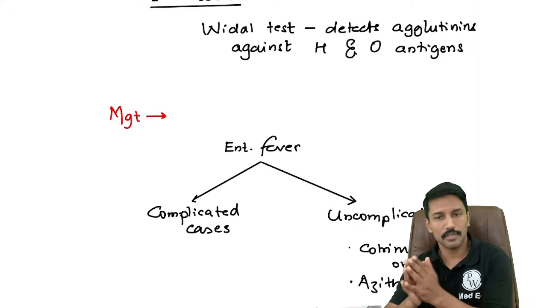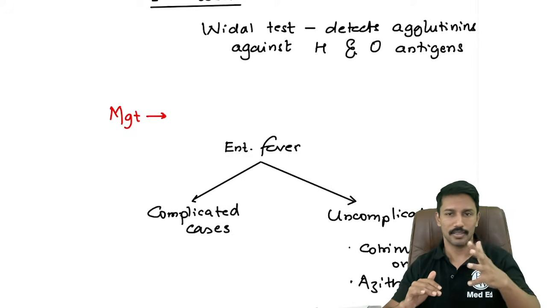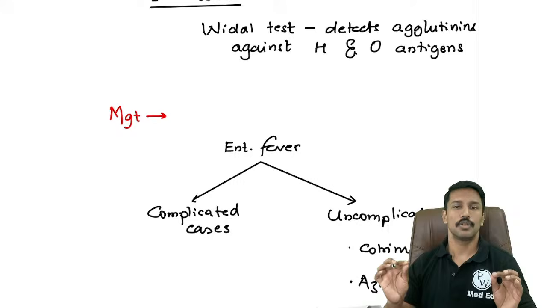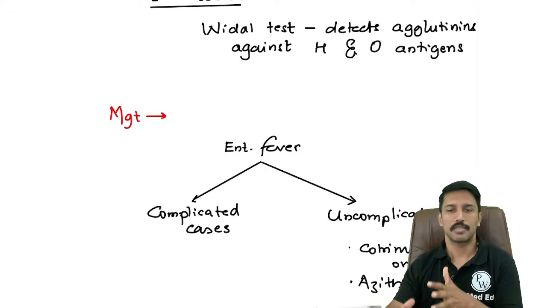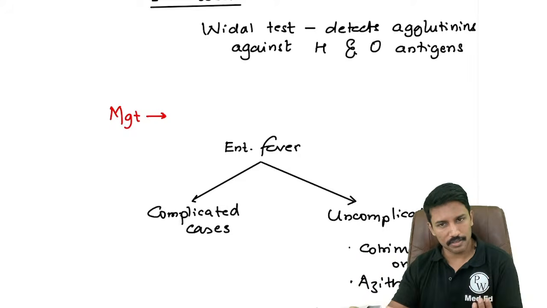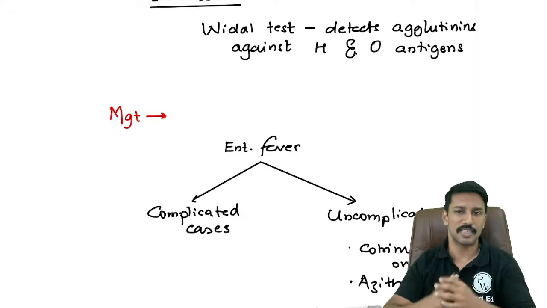The point to note here is there is no standard titer to say that, sir, if the titer is more than this, it is enteric fever. The titer varies from region to region depending on the endemicity. Right, in some regions the enteric fever is very common. So in that region, the general population will have higher titer. So titer above that threshold should be considered as positive.